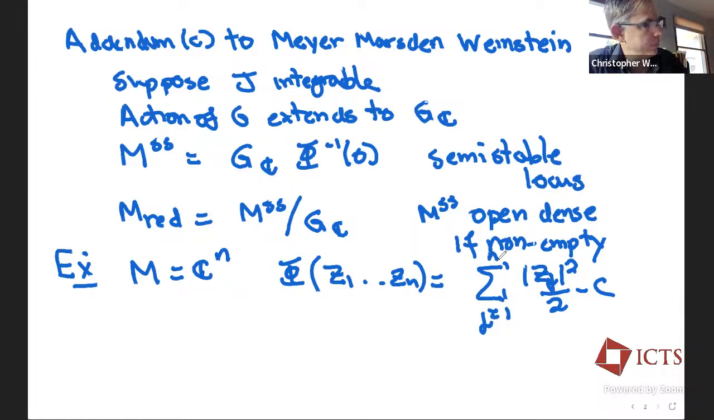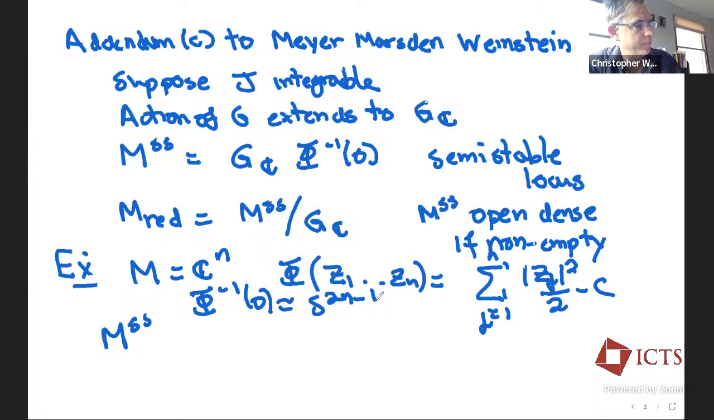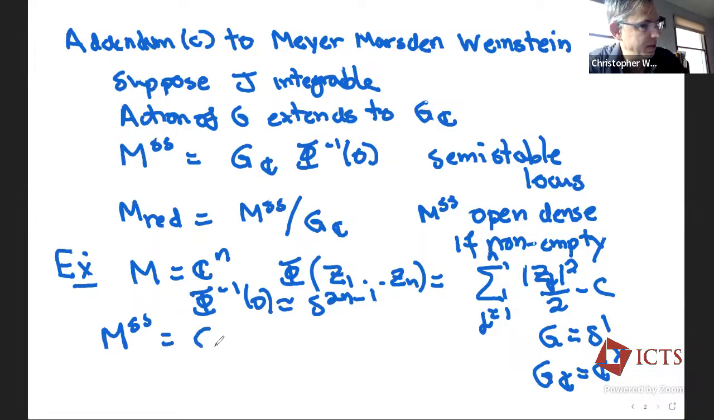Then the semi-stable locus in this case, I mean, the zero level set, is the sphere. That's S^(2n-1) sitting inside Cn. And the complexified group here, so G is S1, so GC is the C star action. And so the semi-stable locus is Cn minus 0.